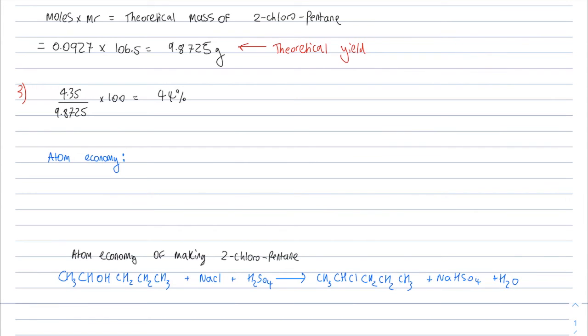Now, atom economy is basically the success of a process, or a percentage of how much the reactants get converted into useful products. And the question must specify what is the useful product.